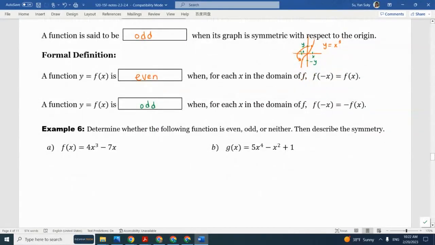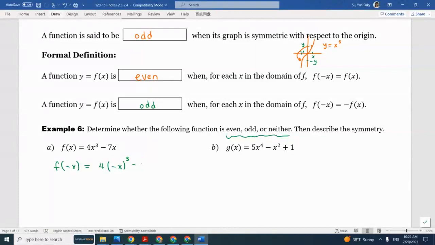Determine whether the following function is even, odd, or neither. So it could be neither odd nor even. Unlike integers, which are either odd or even, for a function it could be neither. So how do we check? We plug in negative x. Whenever you see x, replace x with negative x.